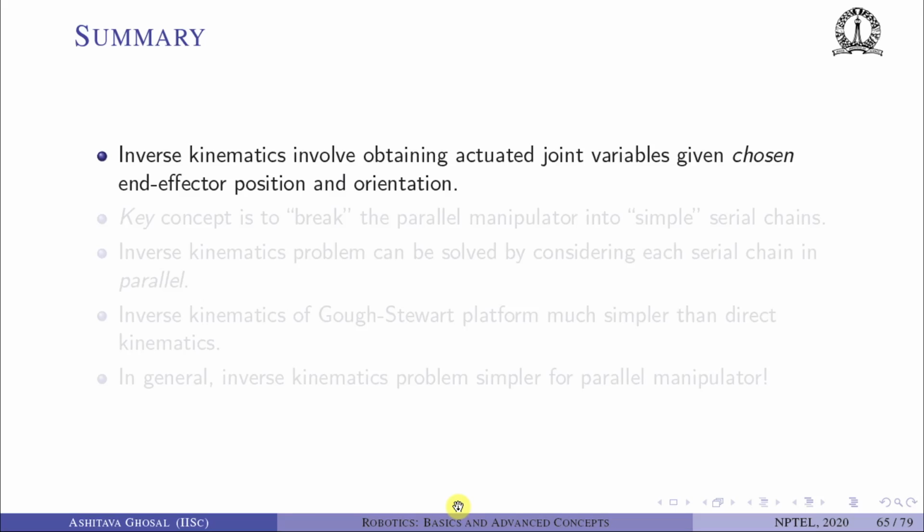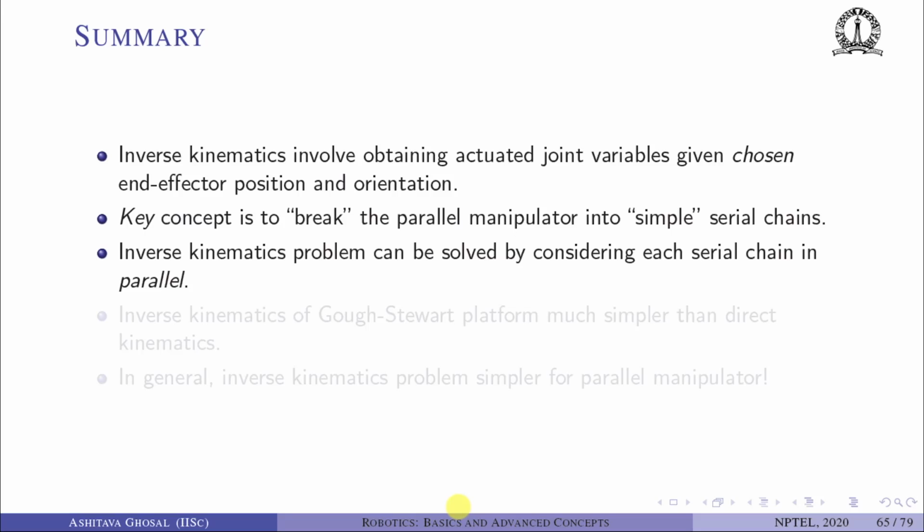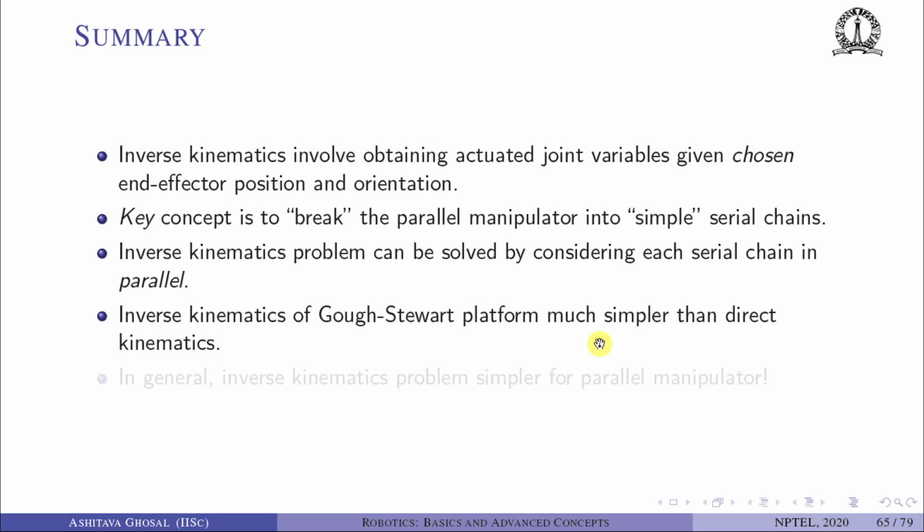Okay. So in summary, the inverse kinematics involves obtaining actuated joint variables given a chosen end effector position and orientation. Again, the key concept is to break the parallel manipulator into simple serial chains. The inverse kinematics problem can be solved by considering each serial chain in parallel. So we solve each of them separately and independently. That is what is meant by parallel. Okay, this is also one of the reasons why these things are called parallel manipulators, because we can solve the inverse kinematics in parallel. So the inverse kinematics of a Stewart-Gough platform is much simpler than the direct kinematics.